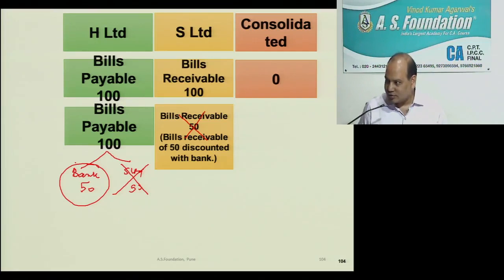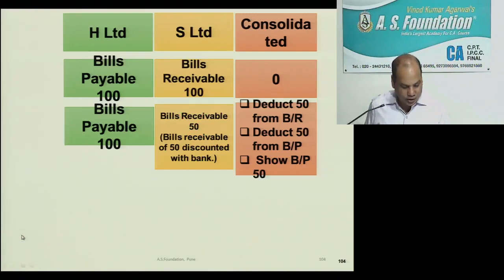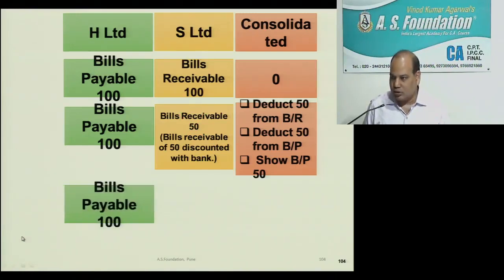Is it right? So I have written that note. Yes, deduct 50 from BR, deduct 50 from BP, show 50 BP in the balance sheet. One more example. So these are the adjustments you will get quite often.